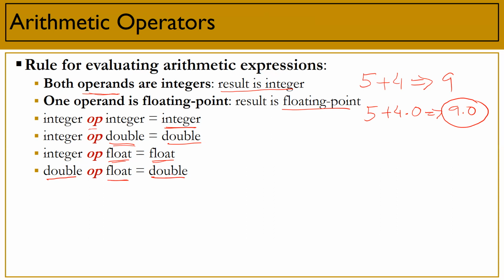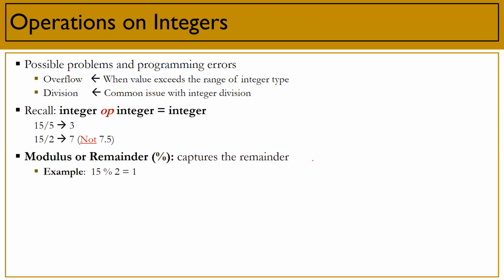Okay. So for example, if I have 5 plus 4.9, by default a floating point number is a double, right? So then the result will be 9.9, which is a double, and it will be stored as a double inside the computer. So keep that in mind. And also when you have operations on integers, sometimes problems happen, right?